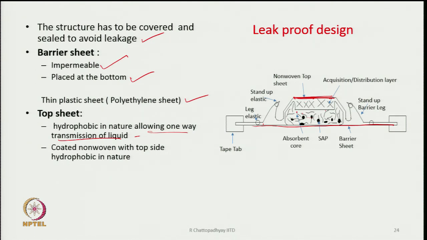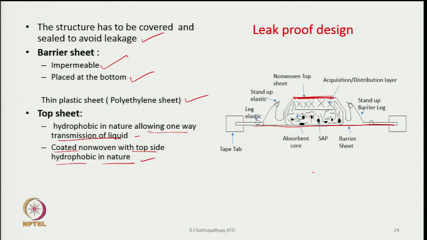But because just below it the absorbing core exists, it will immediately absorb the liquid. The difference in the surface energy of the material in the core and on the top sheet will always create a one way transport of the liquid from top to bottom. So, a coated non-woven with top side hydrophobic in nature can also be used. There are many types of designs.